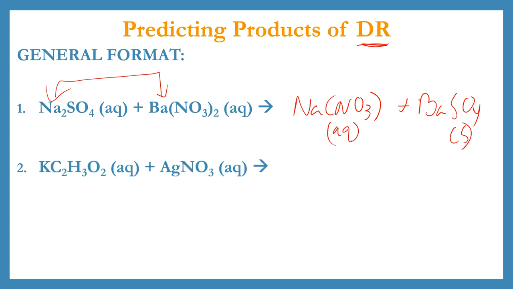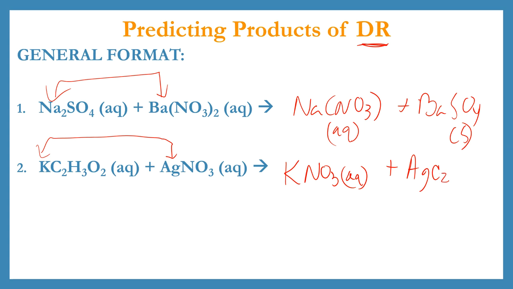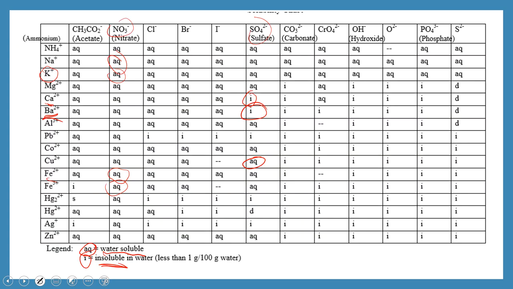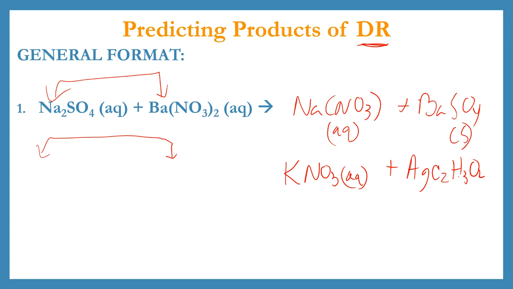So potassium acetate and silver nitrate, those will switch places, and if you consult your chart, potassium nitrate will be soluble, as will your silver acetate. So if we look here, silver acetate, here's silver. Oh no, silver acetate is not soluble. It's insoluble. There you go. Learned something there. But the potassium nitrate is soluble. So when those two get together, this will be solid because it's insoluble, and this will be aqueous. So that means a reaction occurs.